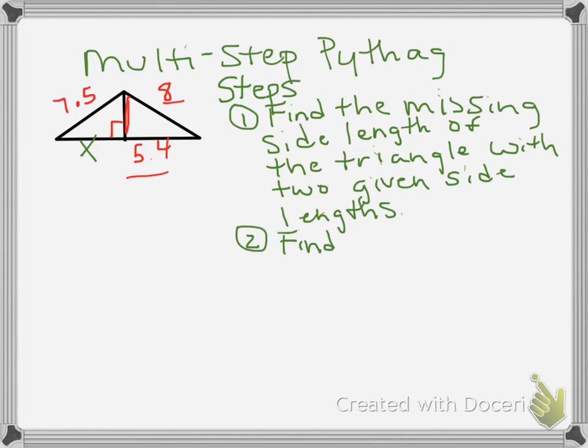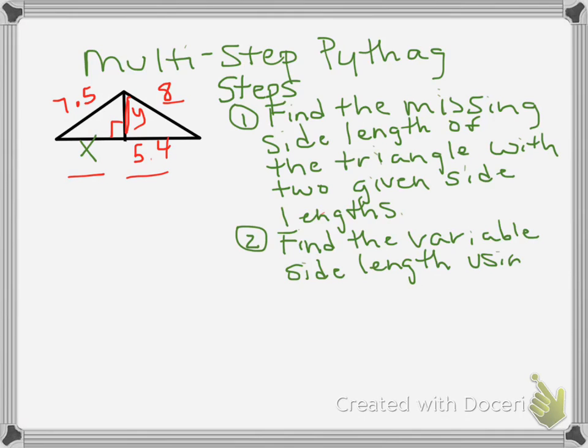So in this case, we're looking at the right triangle because we know the hypotenuse, 8, and we know one of the legs, 5.4. After we can solve for that, we'll call that missing leg y. We can proceed to the second step, which is to find the variable of the side length we're actually looking for, which is x.